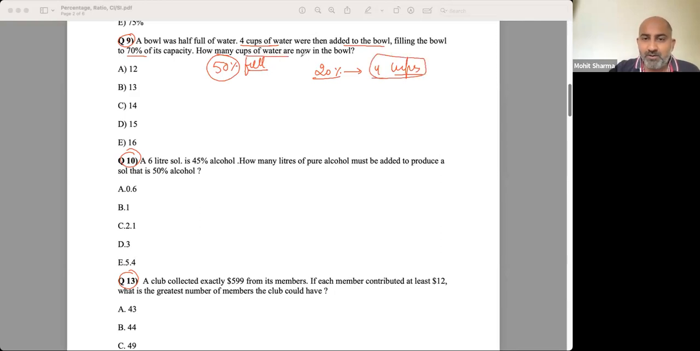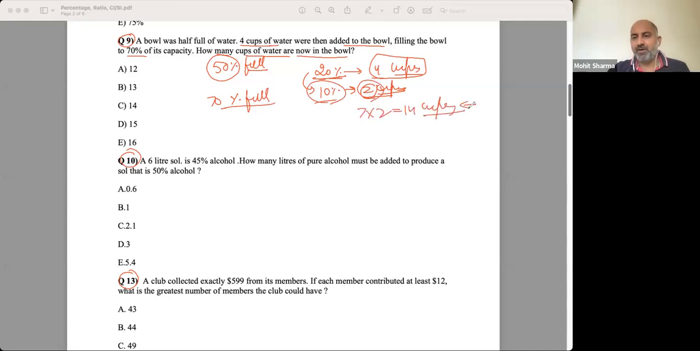How many cups of water are now in the bowl? So 10% is equal to 2 cups by this same logic. If 4 cups is equal to 20%, 10% is equal to 2 cups. Now we are talking about 70% full. So 70% full means 7 into 2, 14 cups. So comparatively easy question. You can get these kinds of questions also towards the initial phase of the exam.